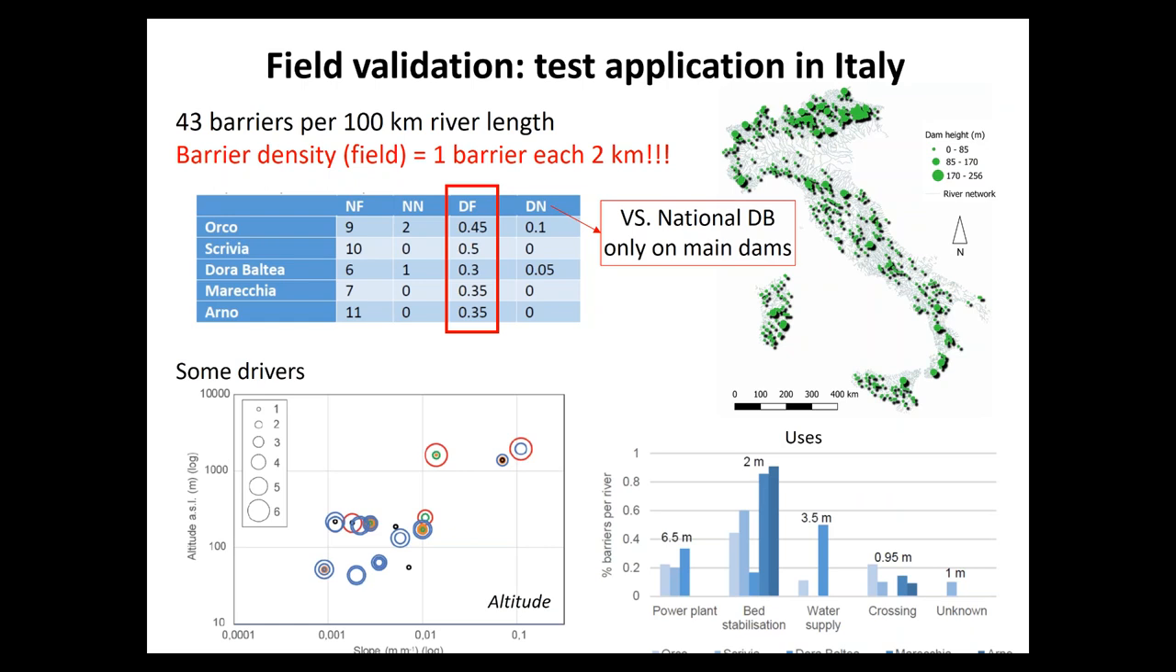We try to link these results with some drivers. So as expected, bigger dams are found in higher river sections. We also try to see if there is a difference in terms of uses of the barriers across our field survey. So the most frequent use of barrier surveyed with the fieldwork is for bed stabilization. So most of the barriers are lower than 2 meters.